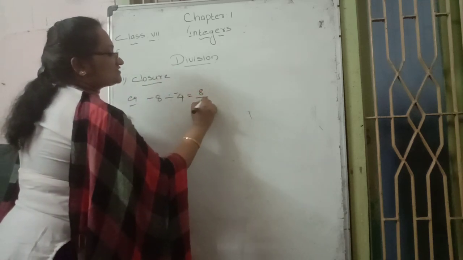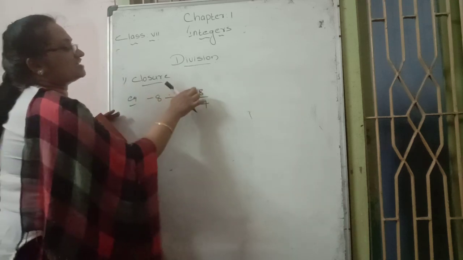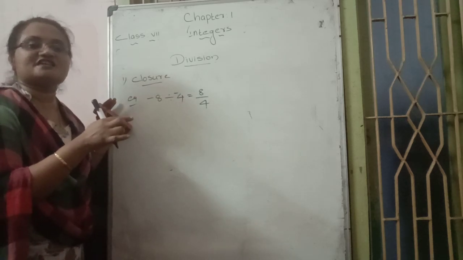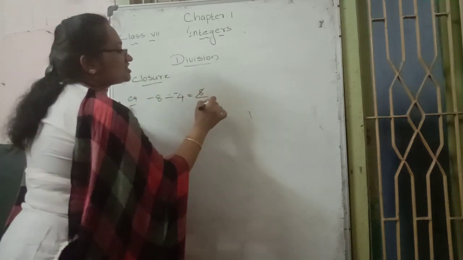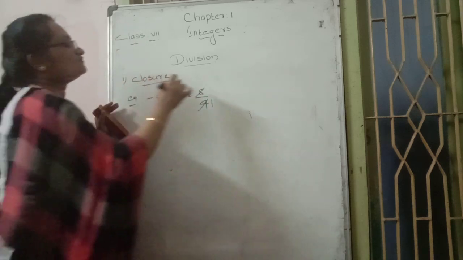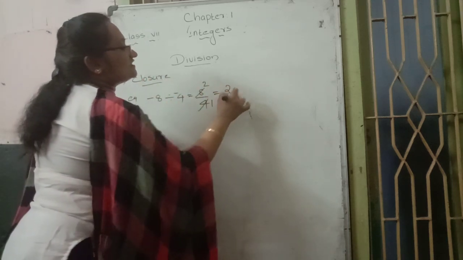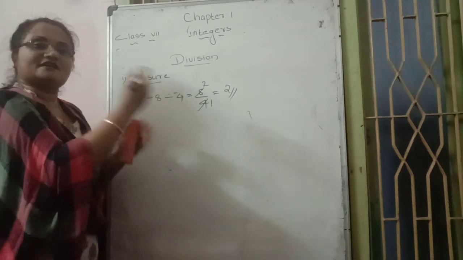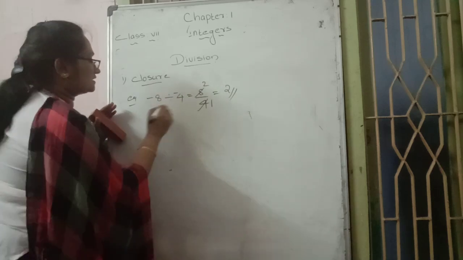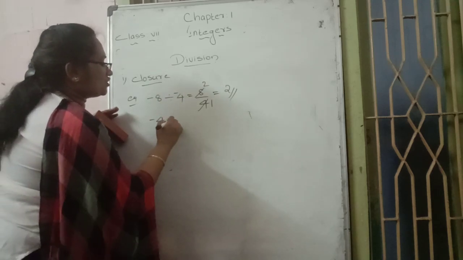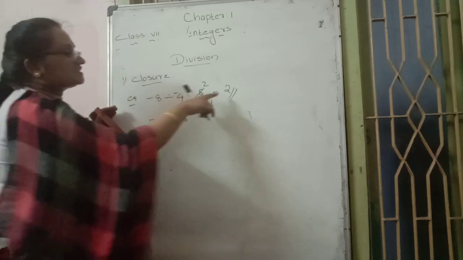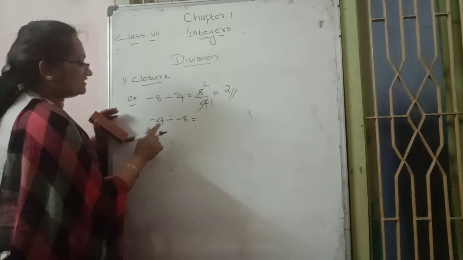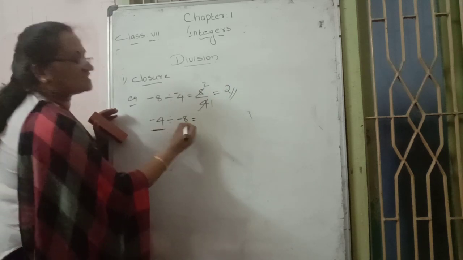Or we can write it in fraction form: the dividend is written in the numerator and the divisor on the denominator. 4 times 1 is 4, 4 twos are 8. So what is the answer when dividing? 2 is the answer. But the same thing in the other order: see, -4 divided by -8. Is it an integer? We can check. Here the dividend is -4 and the divisor is -8.